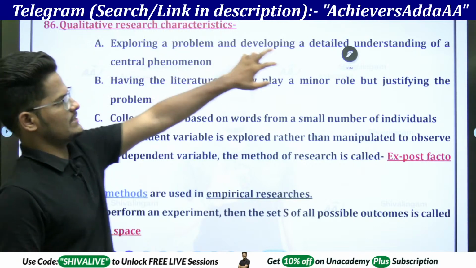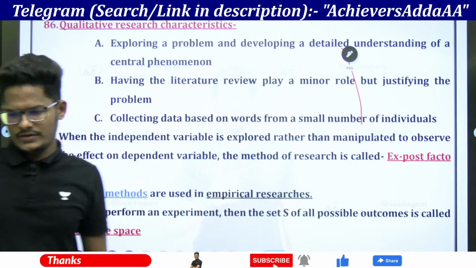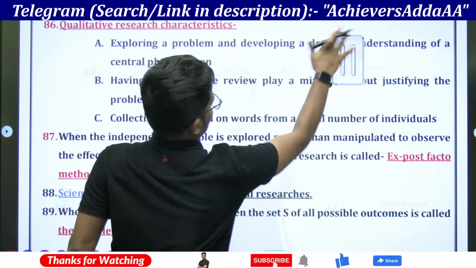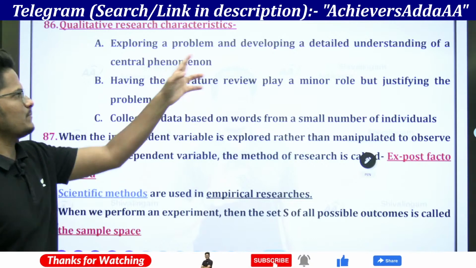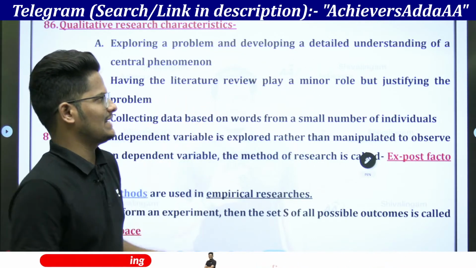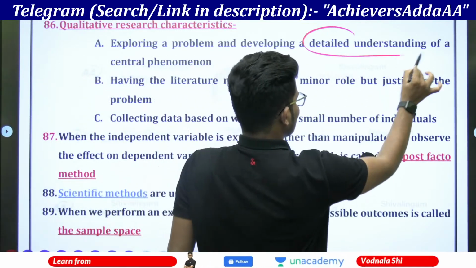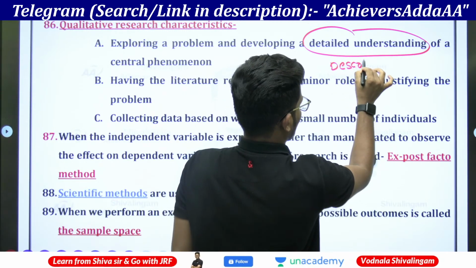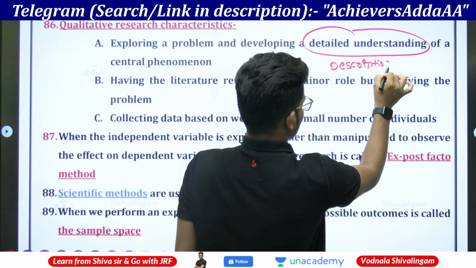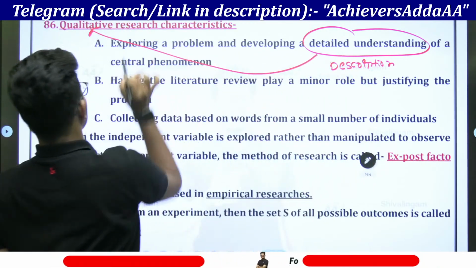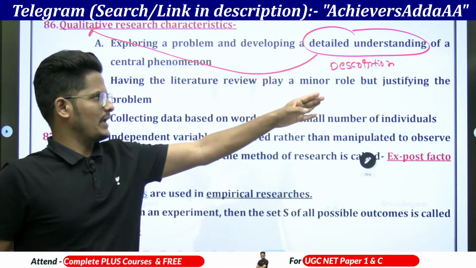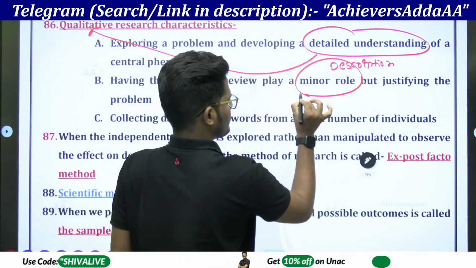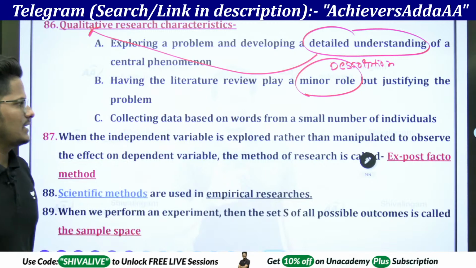Next, qualitative research characteristics. Again qualitative: exploring the problem and developing a detailed understanding. Detailed understanding means this is about description or exploring type, which means it is qualitative. Literature review plays a minor role but justifies the problem. Minor role but justifying the problem comes under here.